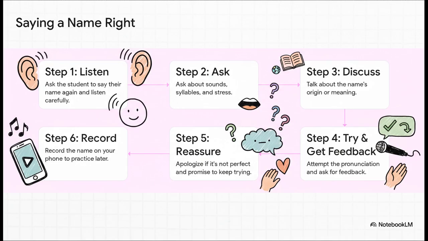First, just ask them to say it again and really listen. Second, ask them questions about it, like where the stress goes. Third, talk about the name. Does it have a special meaning? Fourth, give it a try, but then ask for feedback. Hey, did I get that first sound right? Fifth, if you're still struggling, that's okay. Just apologize and let them know you're going to keep working on it. And finally, a great tip, just record them saying it on your phone so you can practice.